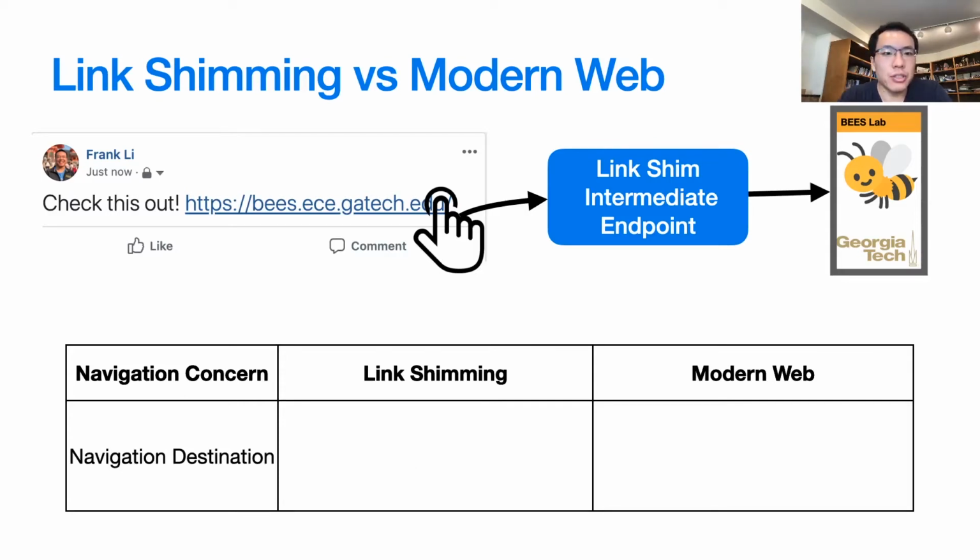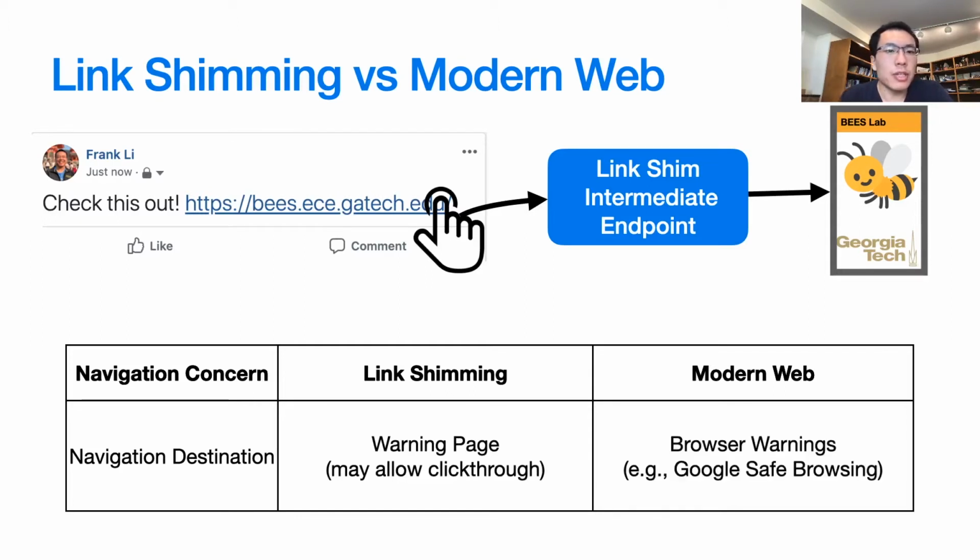When it comes to navigation destination, this is trying to deter users from visiting malicious websites. With link shimming, when the endpoint determines that the destination is potentially malicious, it can warn the user and hopefully deter them from visiting. With modern browsers, they actually have something very similar. They have built-in browser interstitials, such as those of Chrome and Firefox that rely on Google Safe Browsing.